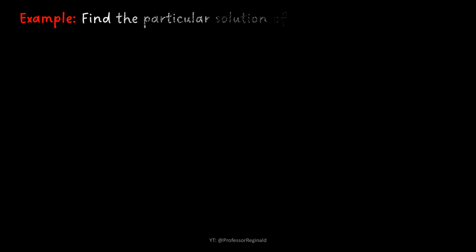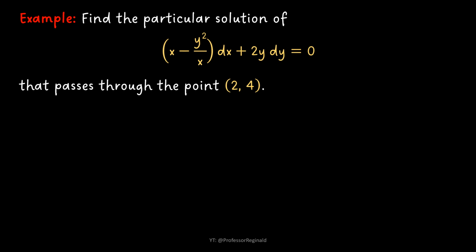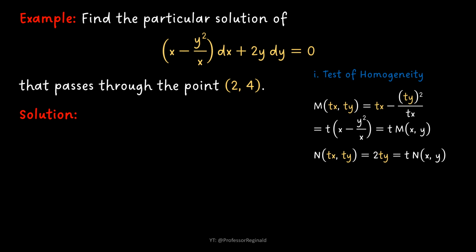Example: find the particular solution of the differential equation that passes through the point (2, 4). Solution: the differential equation is already in differential form. Test if it is homogeneous. Substitute each variable by a parameter times the variable. Because both tests lead to the coefficient function times a parameter raised to the same number, the differential equation is homogeneous.